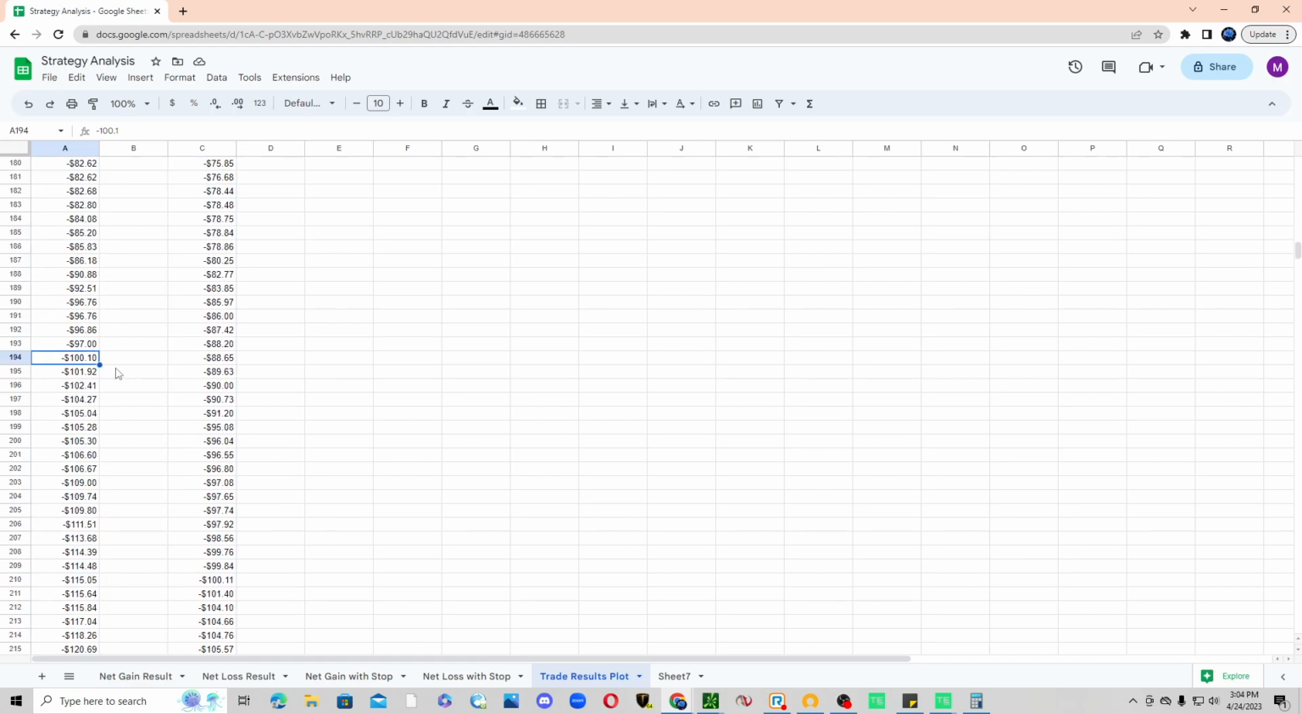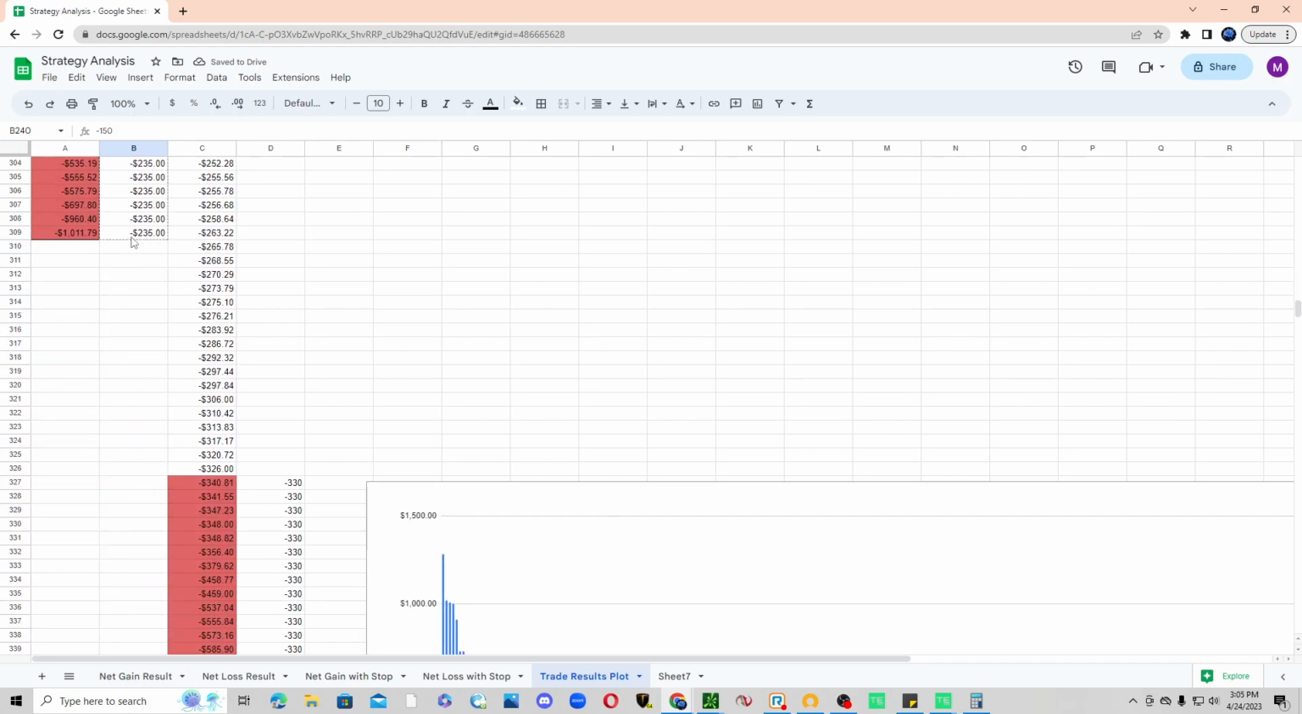Let's just look at the math. Let's say I can cut off at $150, right? Let's use this as an example. If I can cut off at $150, watch this. Let's see how much the change is now.